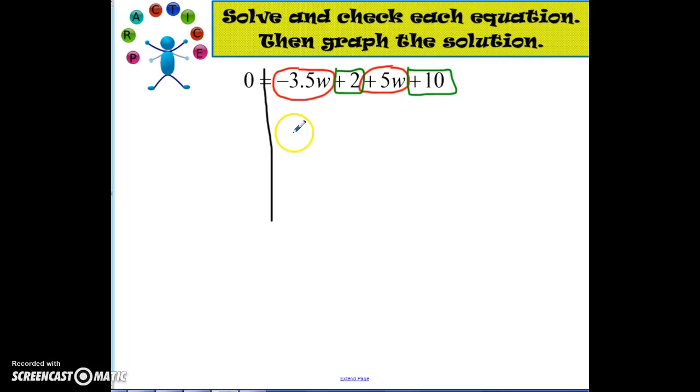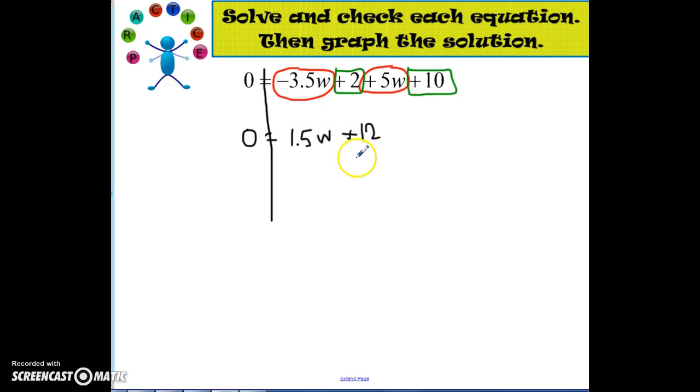So combining our W's, we have 1.5 W, and combining our constants, we have 12. By the way, my handwriting is really bad. Maybe it'll get better throughout the year.